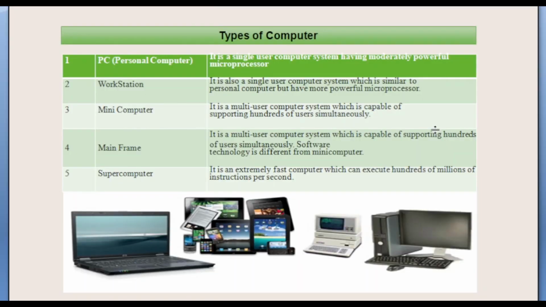Moving to the next slide, computers can be broadly classified based on their speed and computing power. We have PCs, workstations, minicomputers, mainframes, and supercomputers. These are the different types of computers we have today.